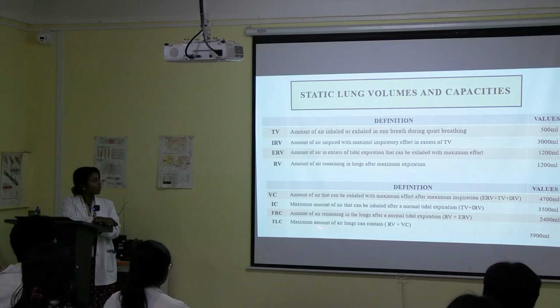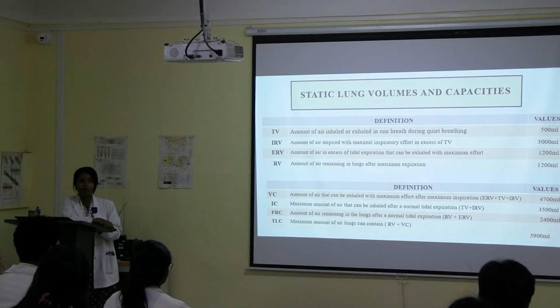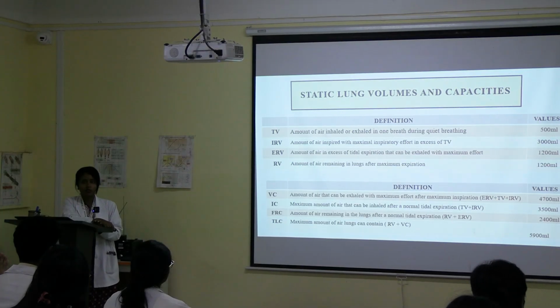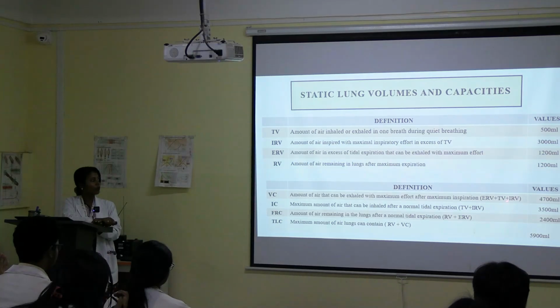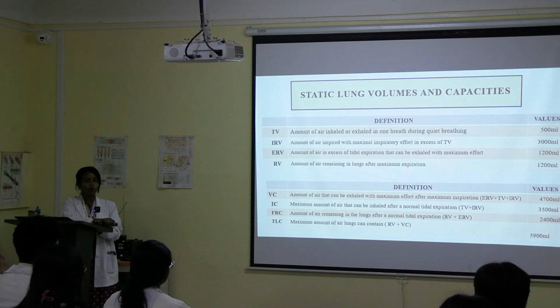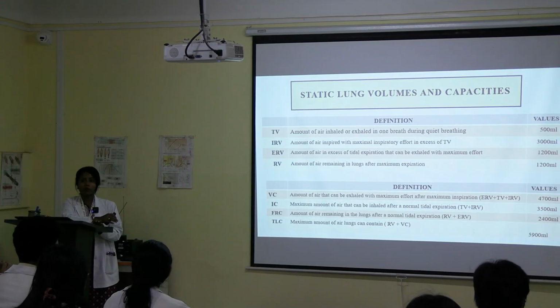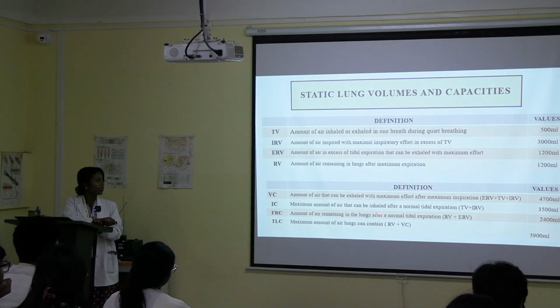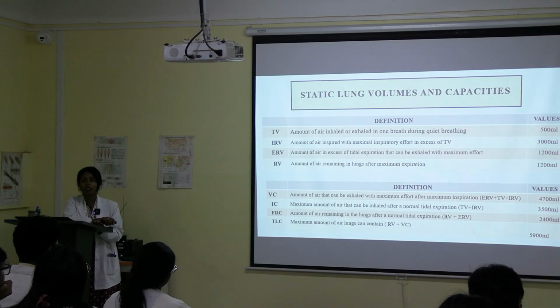Okay. So vital capacity is around... have you noticed that the capacities are the summation of 2 or more volumes? Okay. So VC is ERV plus tidal volume plus your IRV. So that is around 4,700 ml, or it can go from 4.5 to 5.5 liters. Okay. Then IC is 3.5 liters. Okay. So these are expressed in ml or liters.